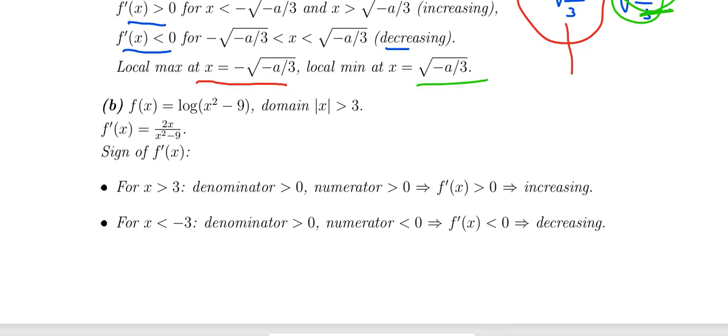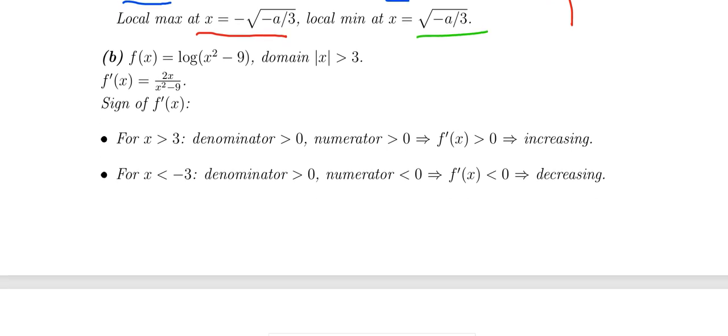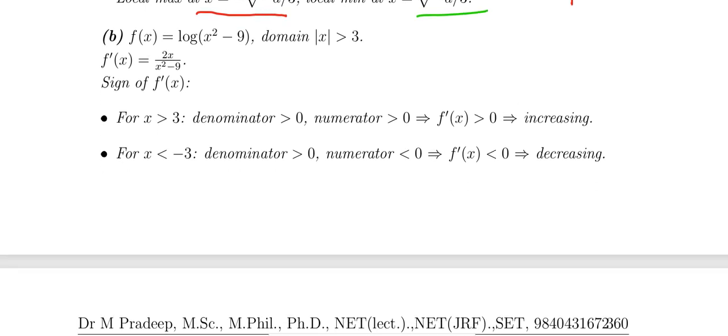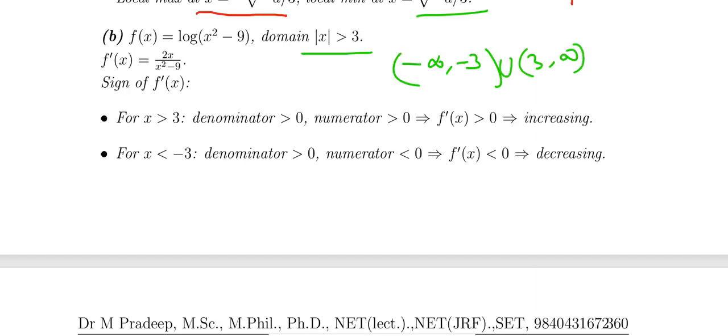The same way you can check f of x equal to log of x square minus 9. The domain of log of x square minus 9 is mod x greater than 3. That means minus infinity to minus 3 and 3 to infinity. That is the domain.